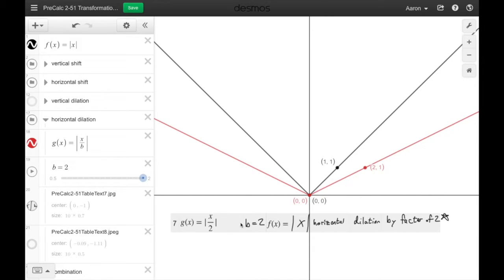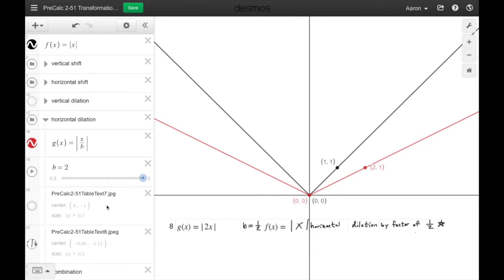The b value is 2 because we're defining b as what x is being divided by. And so therefore, it's a horizontal dilation by factor of 2. It's being stretched horizontally twice. And this might be opposite of what you expect. You see a fraction here, you might think it's a shrink, but actually, since b is going to be divided by 2, we can see that the x values get doubled. The y values stay the same, it's 1 and 1, but the x values are doubled from 1 to 2.